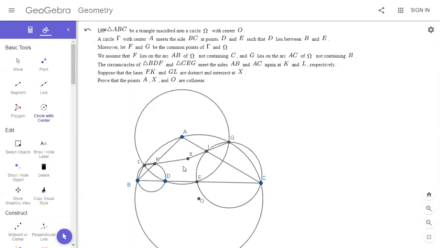And we can use power of a point. So XK times XF is the power of X with respect to that circle. And XL times XG is the power of X with respect to this circle. So really, we want to show that the ratio of the two powers is XK over XL. I kind of like that.